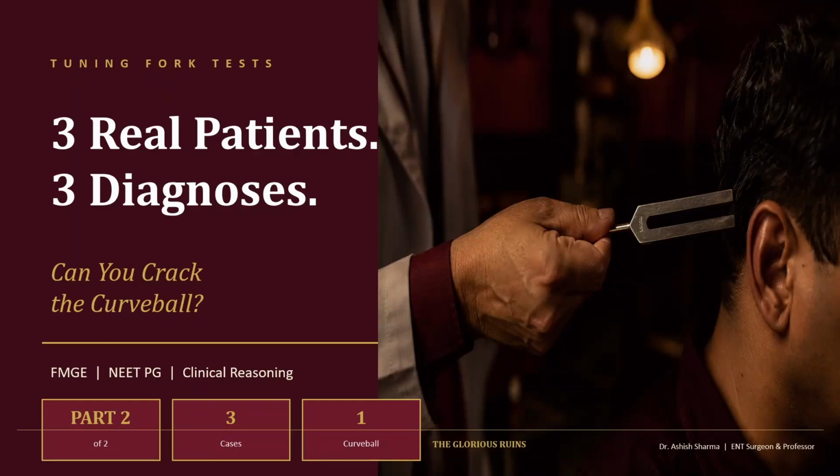In part 1, we built the complete framework: the foundation, the technique, Rinne, Weber, Schwabach, absolute bone conduction test, the dead ear trap, the full matrix. Now we find out if you actually understood it or just watched it.